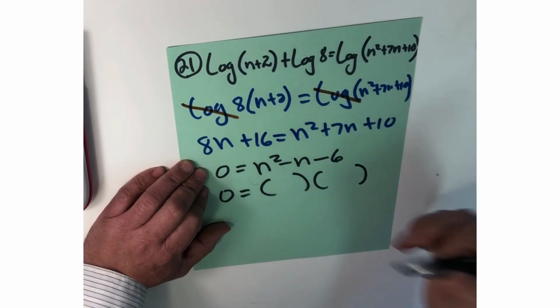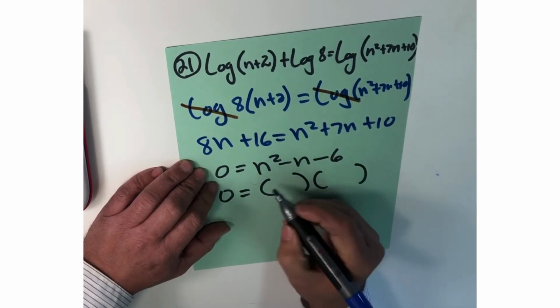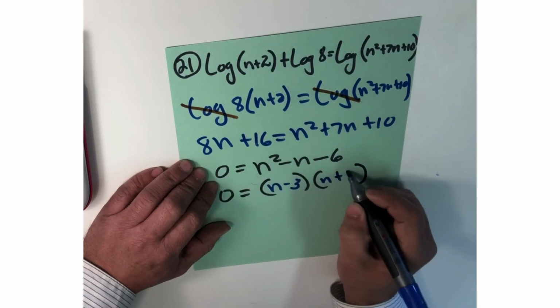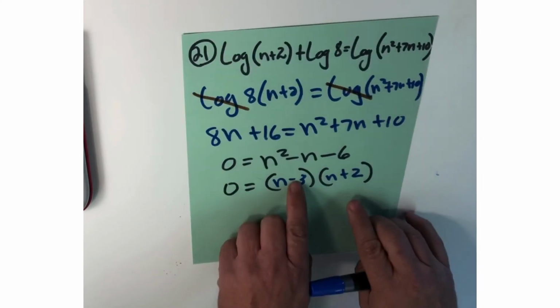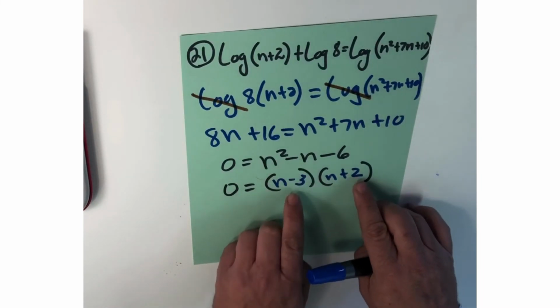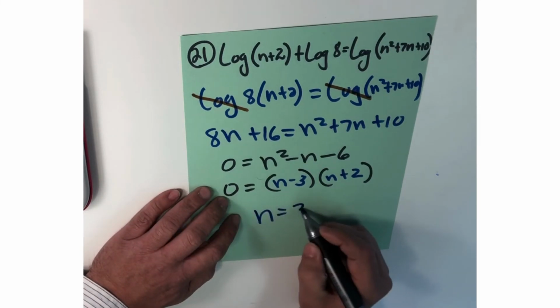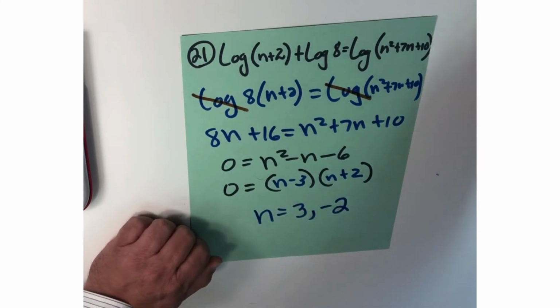What are my two factors of negative 6 that give you negative 1? Yep, they're n minus 3 and n plus 2. Because negative 3 and positive 2 give you negative 1, yet when you multiply them, you get negative 6. That means that n is equal to both 3 and negative 2.